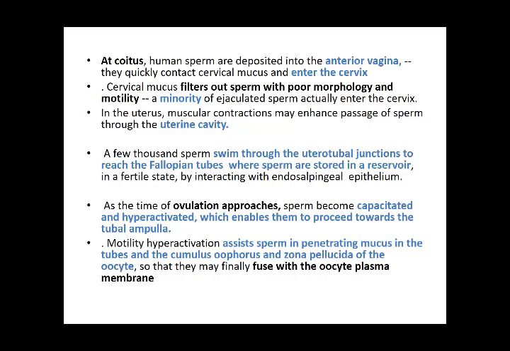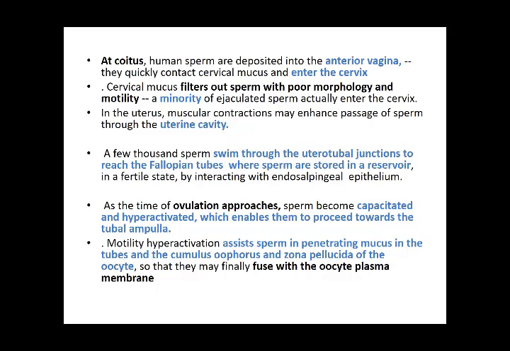A few thousand swim through the uterotubal junction, that is the junction of the uterus and the fallopian tube, to reach the fallopian tube, by contraction and by swimming. At that junction, they are stored as a reservoir. At the time of ovulation, these sperms have to penetrate. In order to penetrate the ovum, they have to pass through a procedure we call capacitation and become hyperactivated. Otherwise, they are unable to fertilize the ovum.